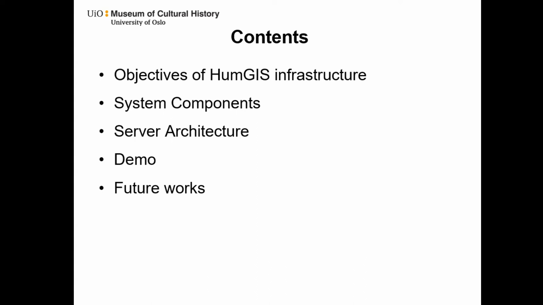I will mostly talk about the infrastructure and the system components of the HumGIS infrastructure that we deployed in order to make the WebGIS available to the public at the University of Oslo. I will start with the main objectives of the HumGIS infrastructure, and what it takes to create an infrastructure like a WebGIS from the ground up. Then I will talk a little about the system components and the server architecture, and if we have some time, I will show a demo of the WebGIS and the future work that lies ahead.